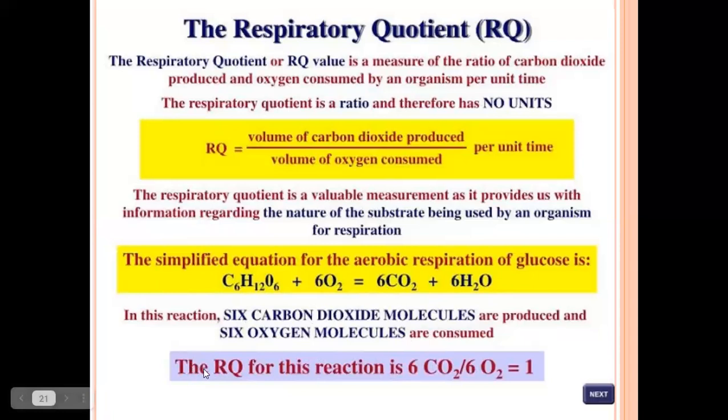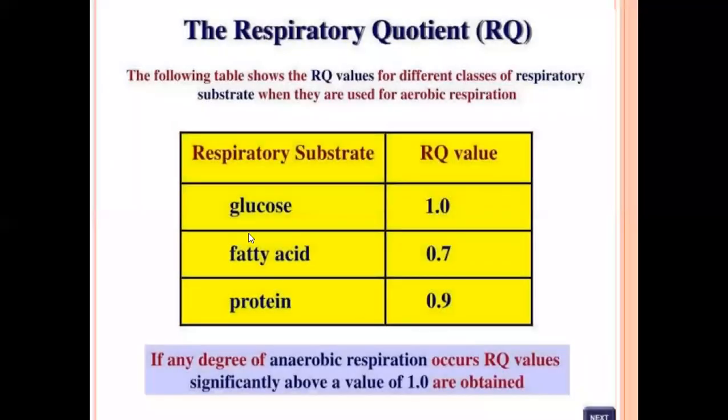The respiratory quotient for this reaction is 6CO2 divided by 6O2, which is equal to 1. This means the glucose molecule's respiratory quotient value is 1.